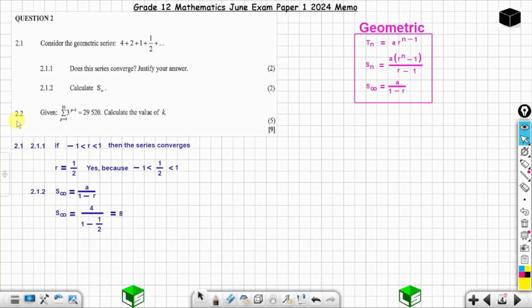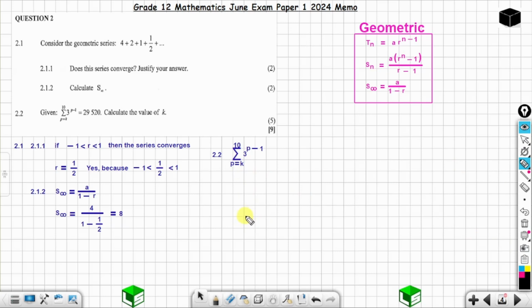Now question 2.2, you are given the following sigma notation. This is the sum of what you have in front of the sigma symbol, starting from p is equal to k all the way to p is equal to 10. This is equal to 29,520. The question is calculate the value of k. So let's expand what we are given. We are going to start with p is equal to k.